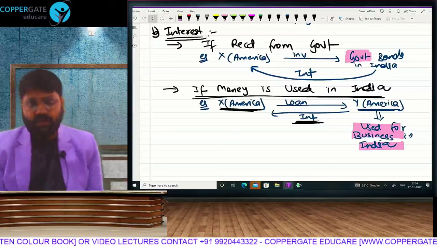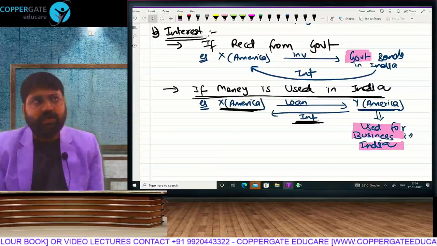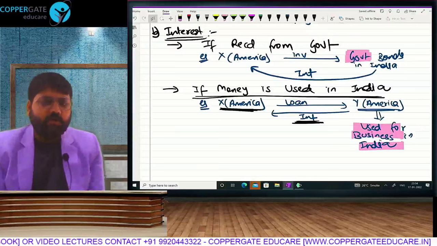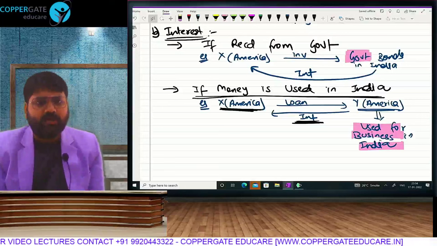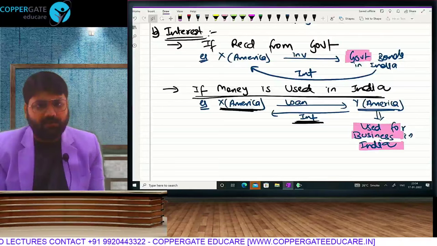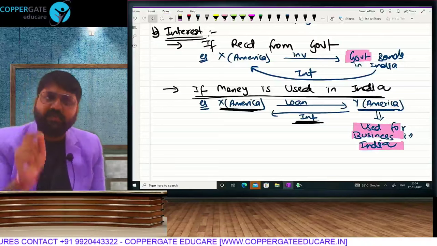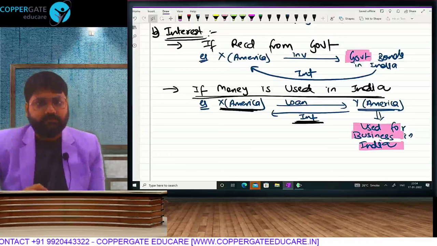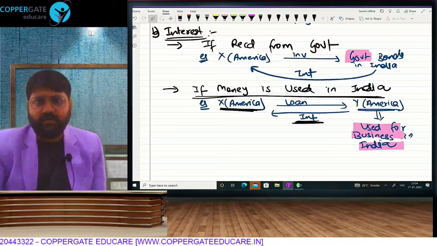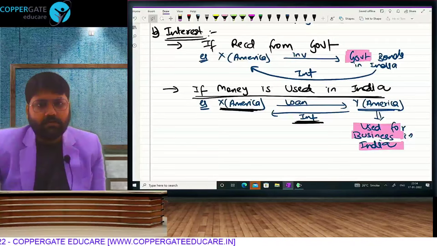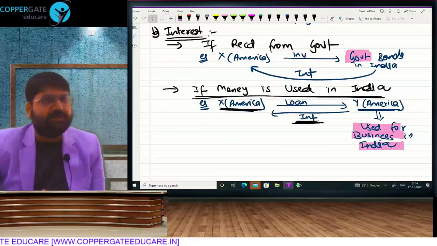So please, again and again, don't go into the TDS aspect. As of now, you should only focus on this much part, that this income is taxable in India. Your current focus should be only this much. Is this income taxable in India? Yes, sir. That should be your only point of focus currently and presently. Is this clearly understood?